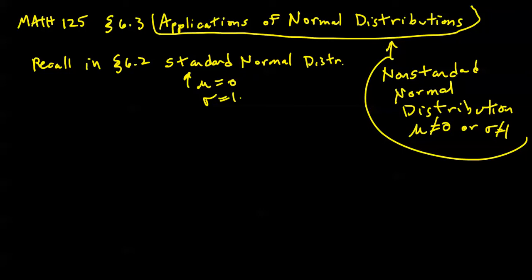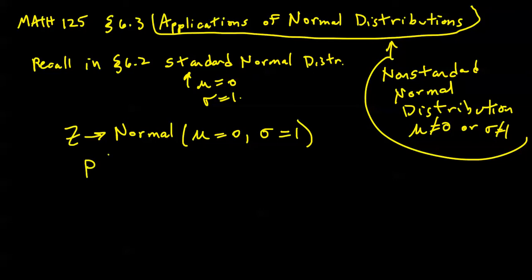Well, recall in 6.2, remember Z is a letter reserved for the standard normal. In other words, the mean is 0 and the standard deviation is, of course, 1. And we made this link between area under a distribution and probability. If I wanted to investigate the probability that a randomly selected z value is between limits, say, a and b, well, we use the normal Cdf command.